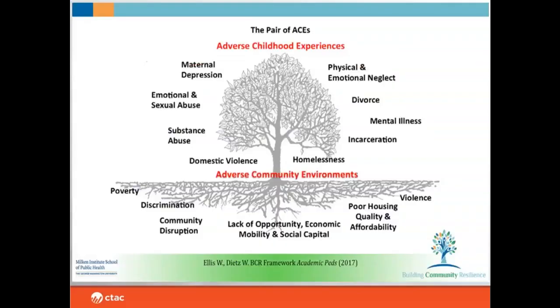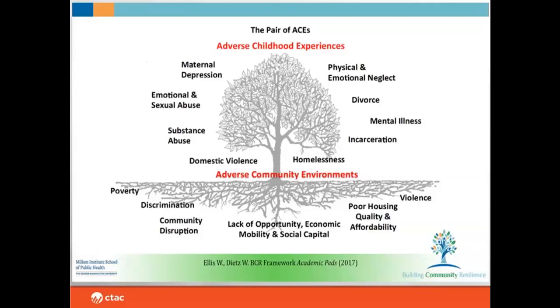The other thing that's important to understand about ACEs is that it's led folks to think more broadly about what the conditions are that can create these adverse childhood experiences. So researchers at George Washington University conducted interviews with providers and experts in trauma and community partners to identify ways of helping people overcome exposure to trauma and chronic stress. And so they've developed this graphic, the Pair of ACEs tree image, that illustrates the relationship between adversity in families and adverse conditions in the community.